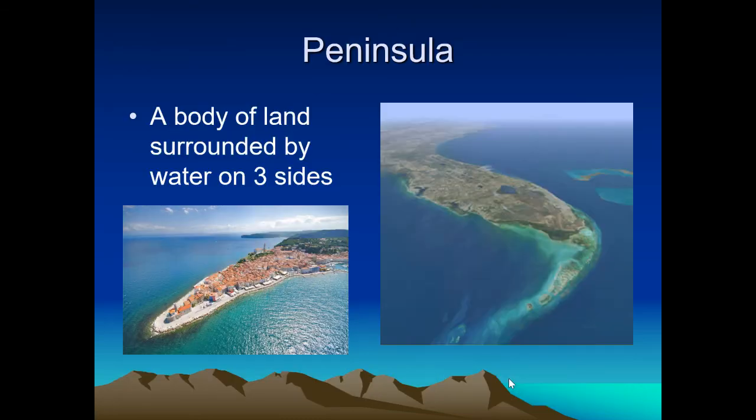And finally, you have a peninsula. That is going to be a body of land. It's going to have water on 3 sides. The easiest one, of course, would be Florida. Think of Florida, that is a peninsula. Ladies and gentlemen, those are your geographic terms that you will have to know throughout the year.